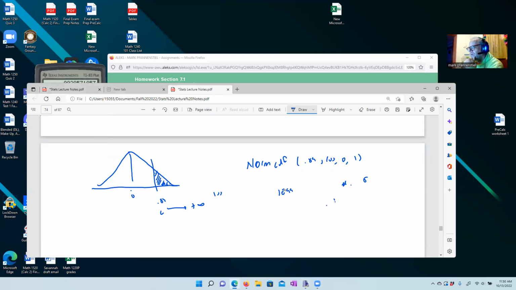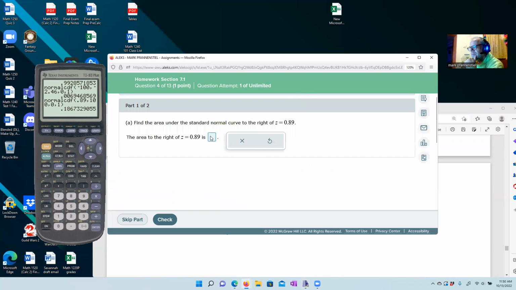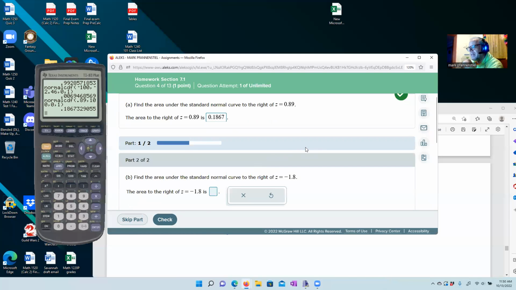0.1867. So there we are. That's our 0.1867. That's all we have to do for this. Again, the calculator is doing all the heavy lifting. The next one has to be a little bit harder. All right. Check. Yay, we got the green dot.